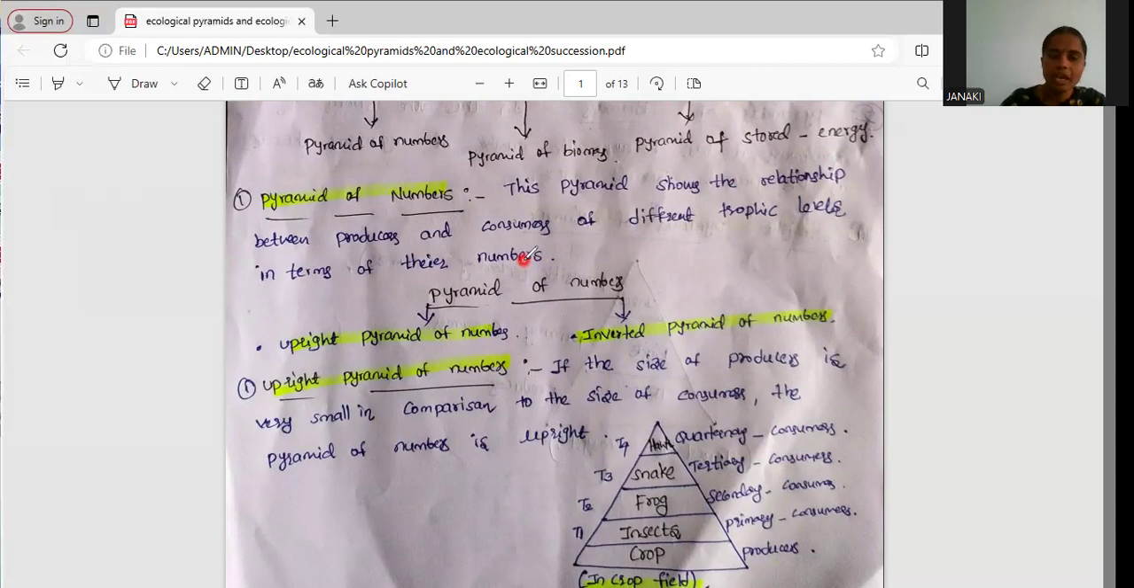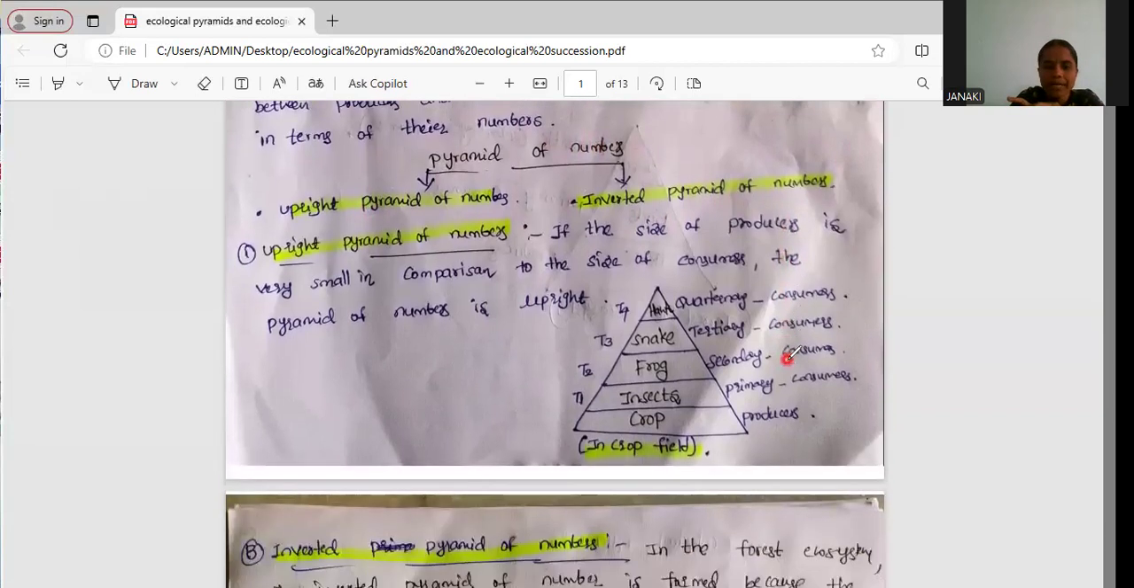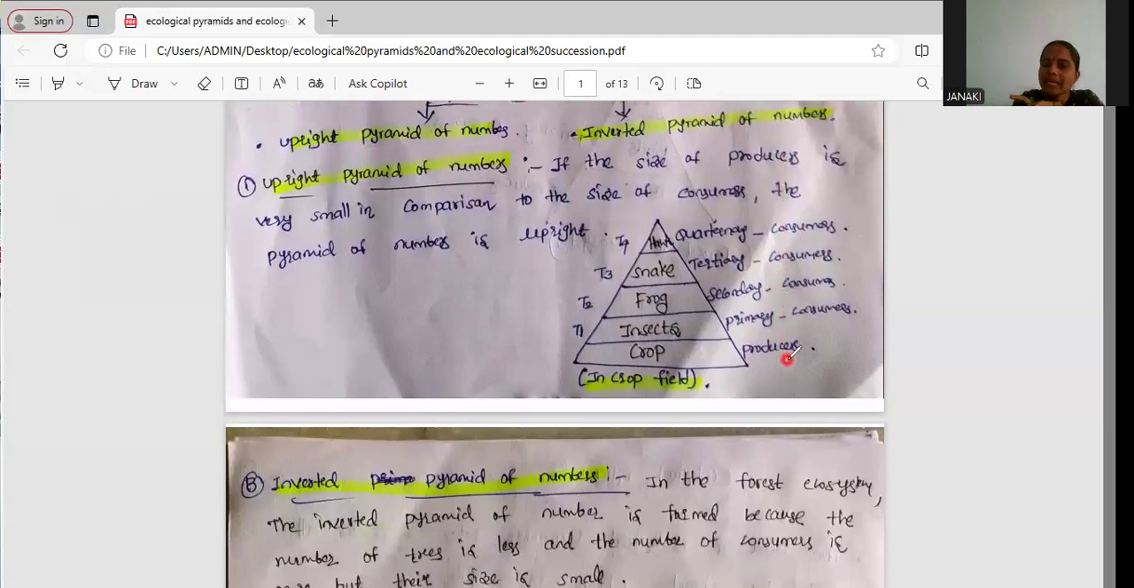In a grassland ecosystem, the pyramid of numbers is upright. There are two types of pyramids of numbers: upright and inverted. In an upright pyramid of numbers, the size of producers is very small in comparison to the size of consumers, so the pyramid of numbers is upright.